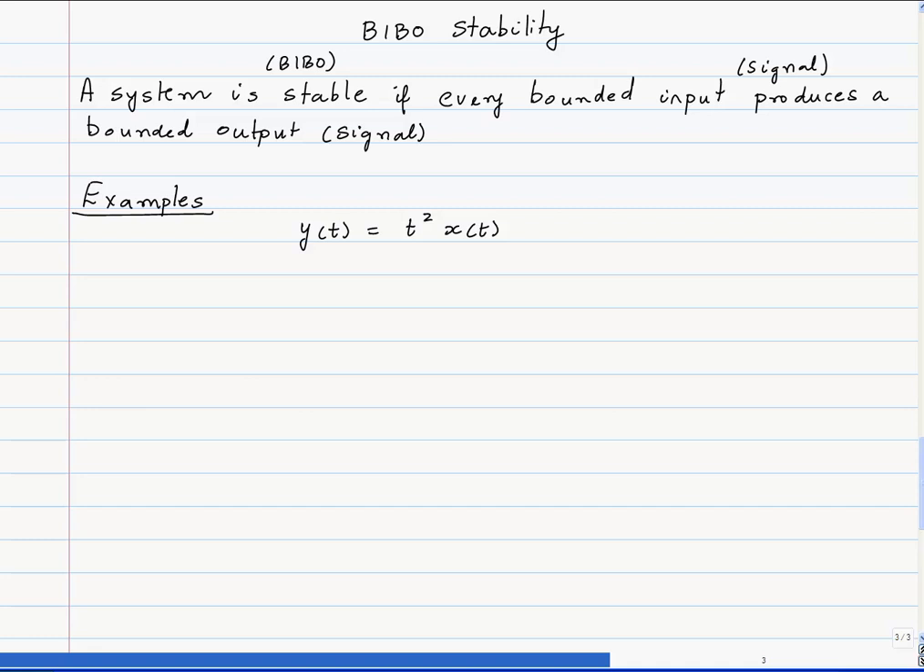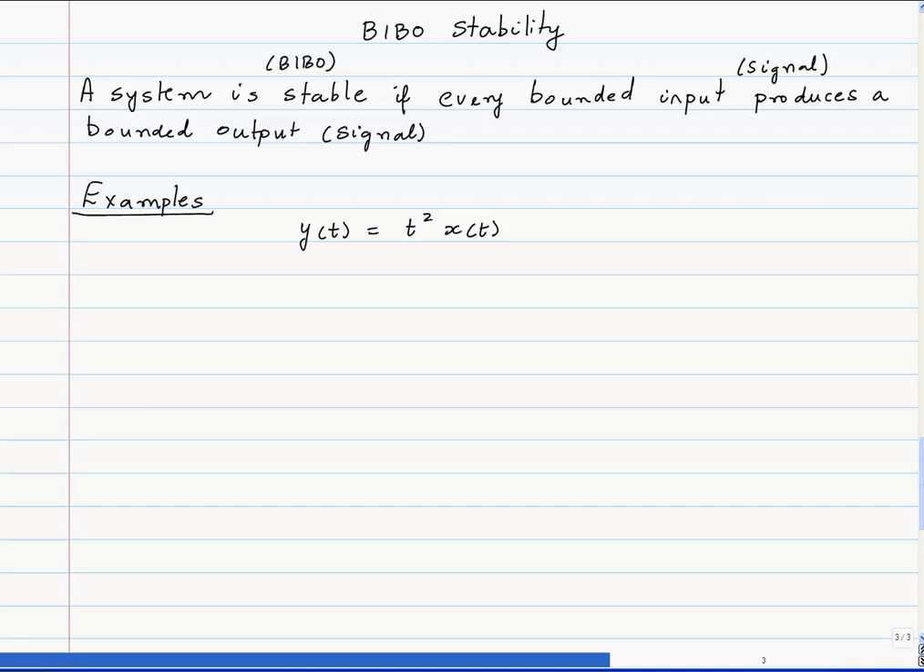So how can we solve this? Well, I look at the system and it looks like the output at any time is t squared times the input at that time. And I know that t squared will grow as t increases. As t becomes large positive or large negative values, t squared will become large positive values. And there is no bound to t squared.